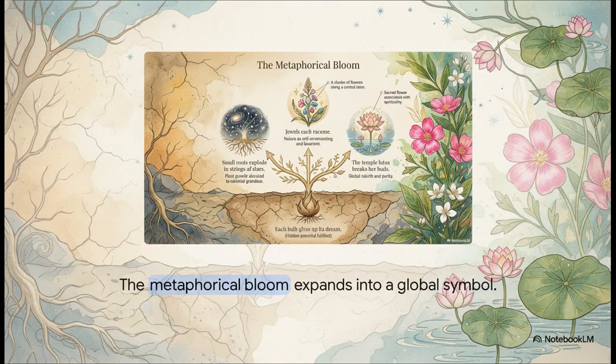Through these really beautiful, evocative images, like the underground bulb finally giving up its dream, and then that sudden mention of the sacred temple lotus all the way in another hemisphere, Plomer does something kind of incredible. He expands this hyperlocal regional bloom in South Africa into a massive global spiritual symbol. Because the temple lotus, that represents purity and rebirth.